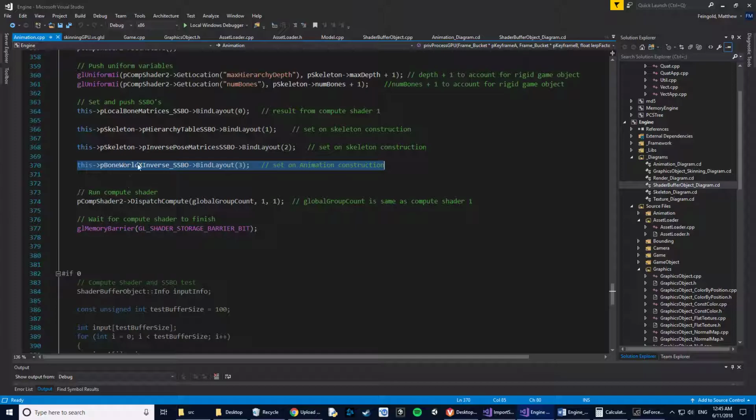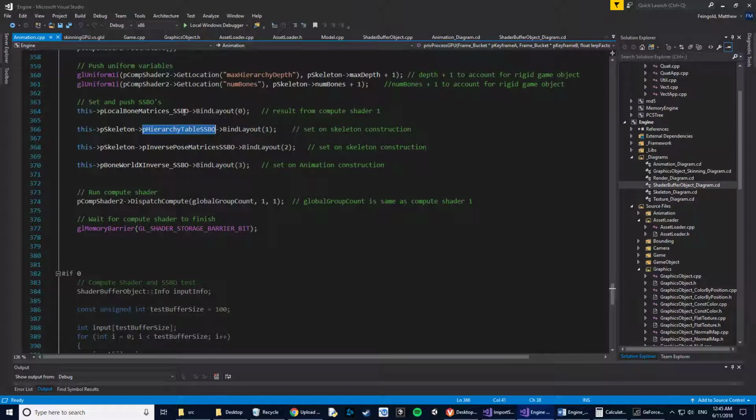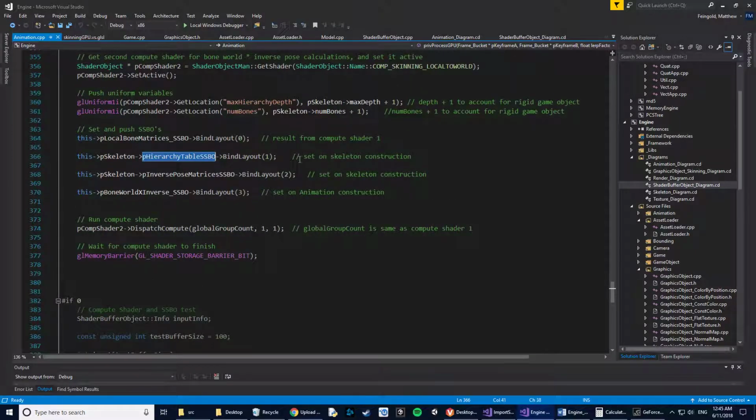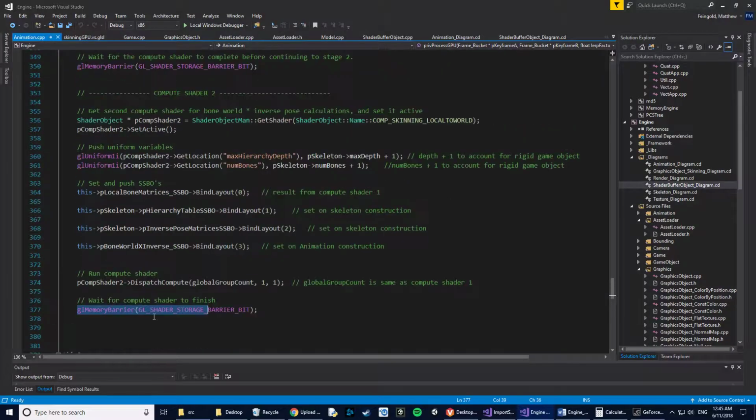So I read the hierarchy table to update all of the bone local matrices into the world, and I also multiply by the inverse pose matrix and store it here so that it's pre-multiplied for the skinning. And then I wait for that to be done. Don't mind this, that's a test. And then I have a diagram for this.